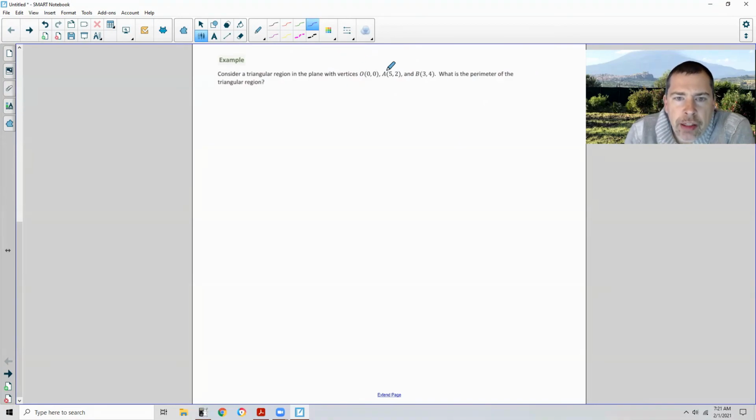So to find the length of OA, the length of OA is going to equal, so distance, the distance formula is the square root of x2 minus x1 squared plus y2 minus y1. Whoops, not y squared.